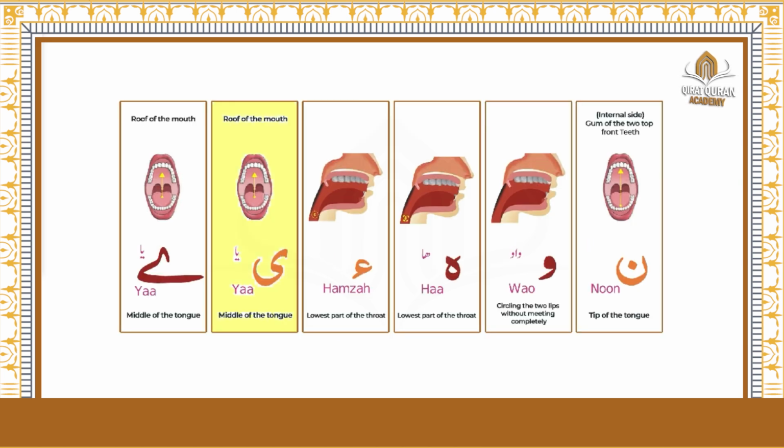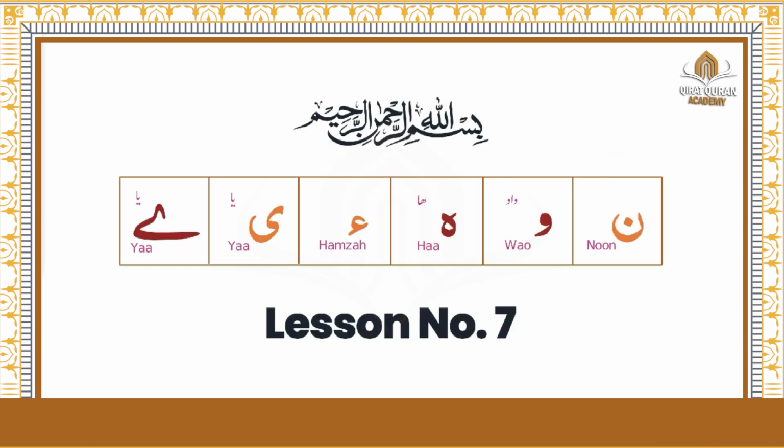The origin of these two letters is that the middle of the tongue will touch the roof of the mouth. This is the middle part of the tongue and it will touch the roof of the mouth. That's how you can easily pronounce ya. So in this lesson, we read 6 letters.